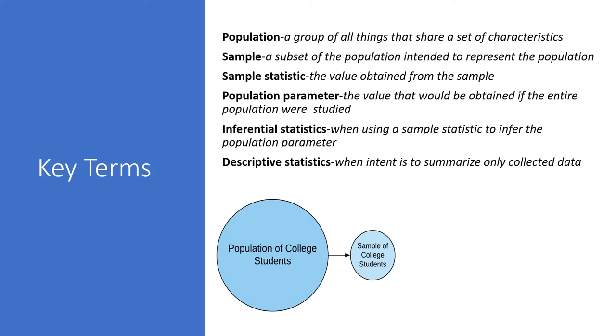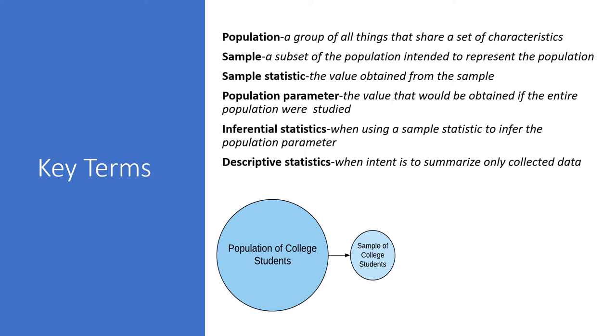When we get a result from a sample, that is called a sample statistic. Results, values that come from a sample, are called statistics. Values that come from populations are called parameters. So we use sample statistics to estimate population parameters.